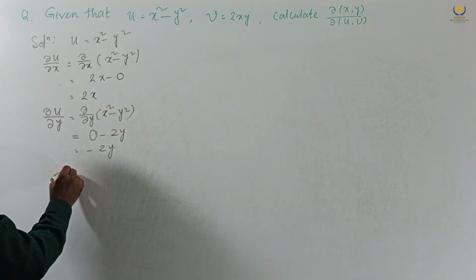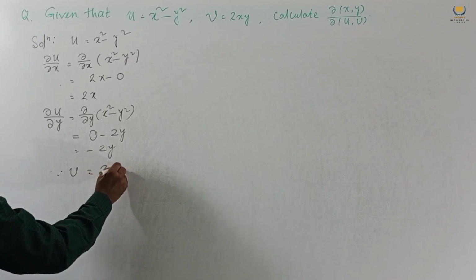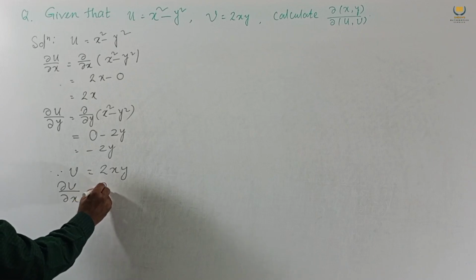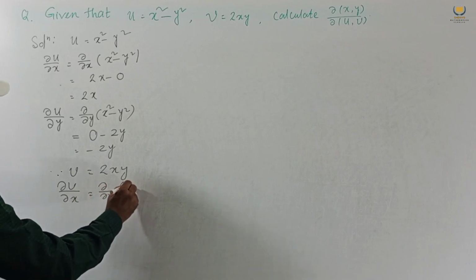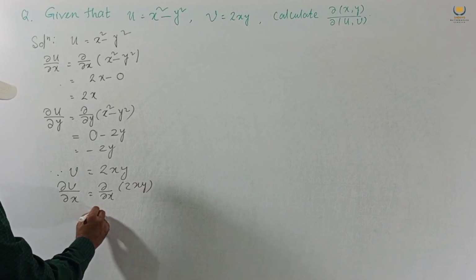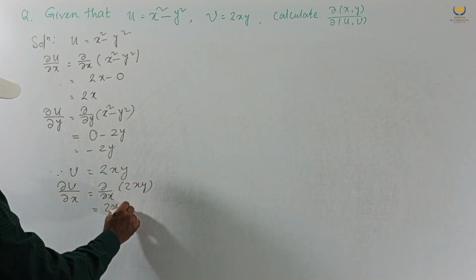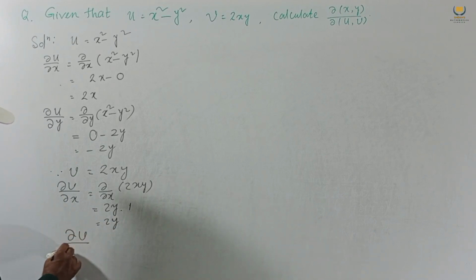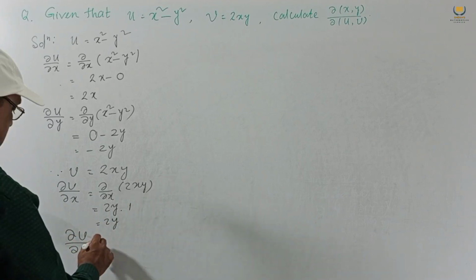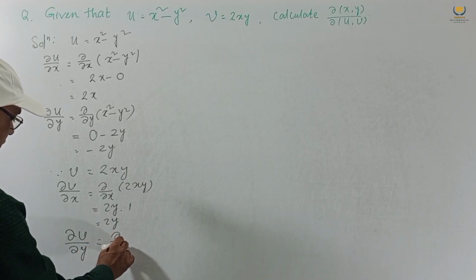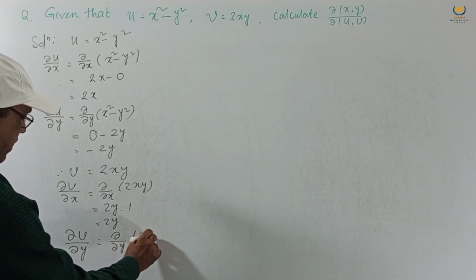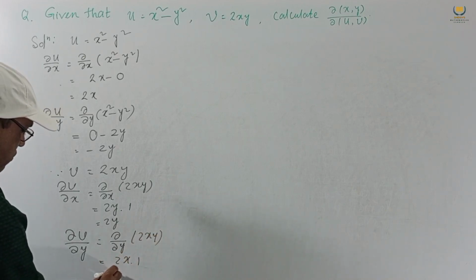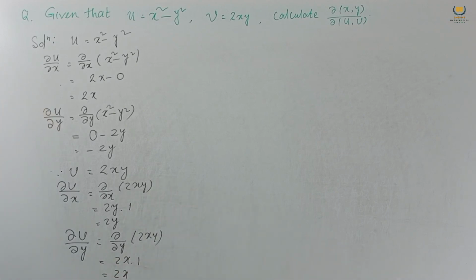And since v is given as 2xy, ∂v/∂x is ∂/∂x of 2xy. So 2y is constant and ∂x/∂x is 1. This is 2y we get. ∂v/∂y is ∂/∂y of 2xy, and 2x is constant, ∂y/∂y is 1. This is 2x. We get this one.